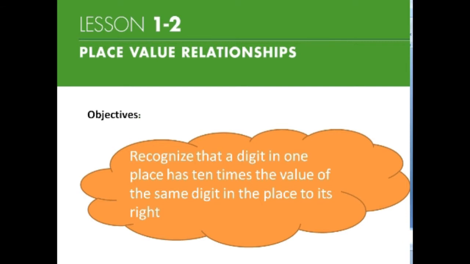Lesson 1-2, place value relationships. The objective is to recognize that a digit in one place has 10 times the value of the same digit in the place to its right. Let's get started.